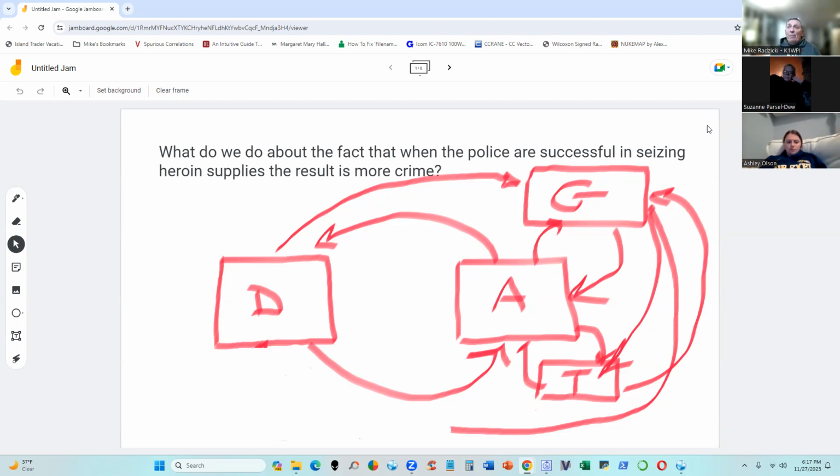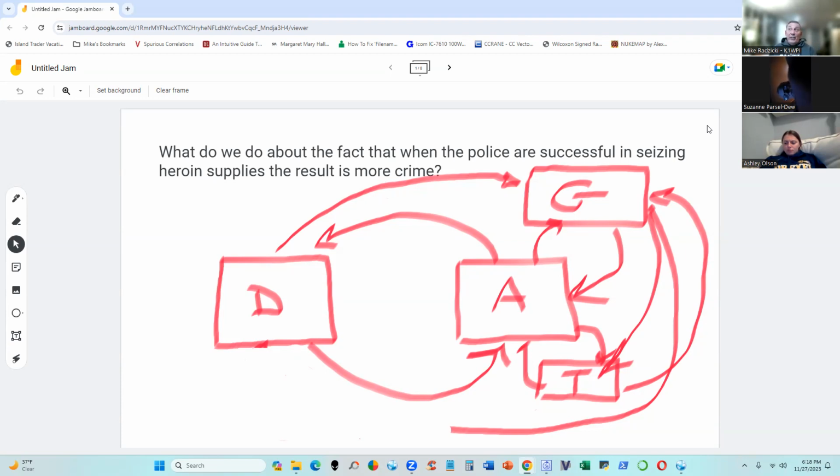So we read a newspaper article. This is a classic exercise written by a dude named Saul Friedman back in 1976. And he was talking about a report that came out using data from the city of Detroit. And at the time, at least, it presented a counterintuitive result: when the Detroit police are successful in seizing heroin and getting it off the street, the result is more heroin-related crime. And the thought process at that time is it should reduce heroin-related crime.